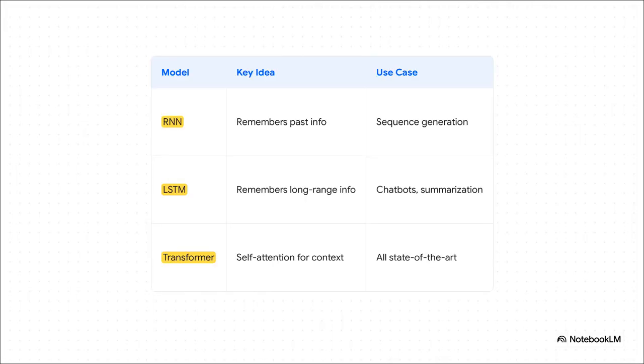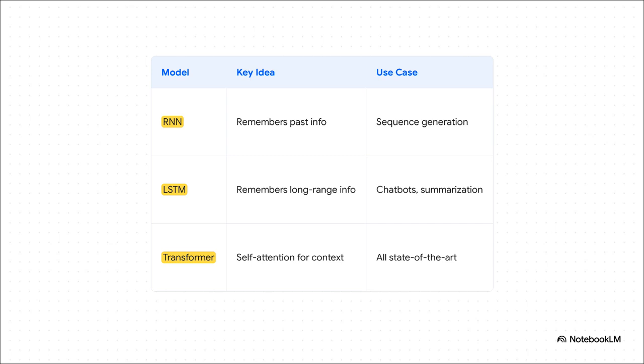That memory problem is what kicked off the neural revolution. We started with RNNs, which were the first to have a sequential memory. Then came LSTMs, which were like an RNN with a serious memory upgrade, making them great for early chatbots. But the absolute world-shaking revolution was the transformer.